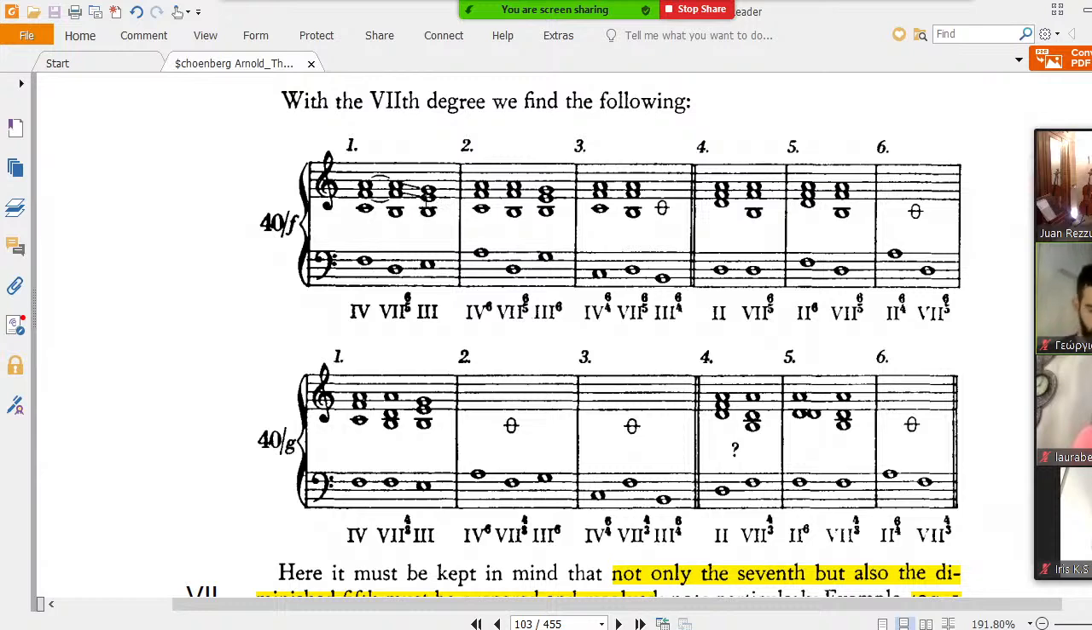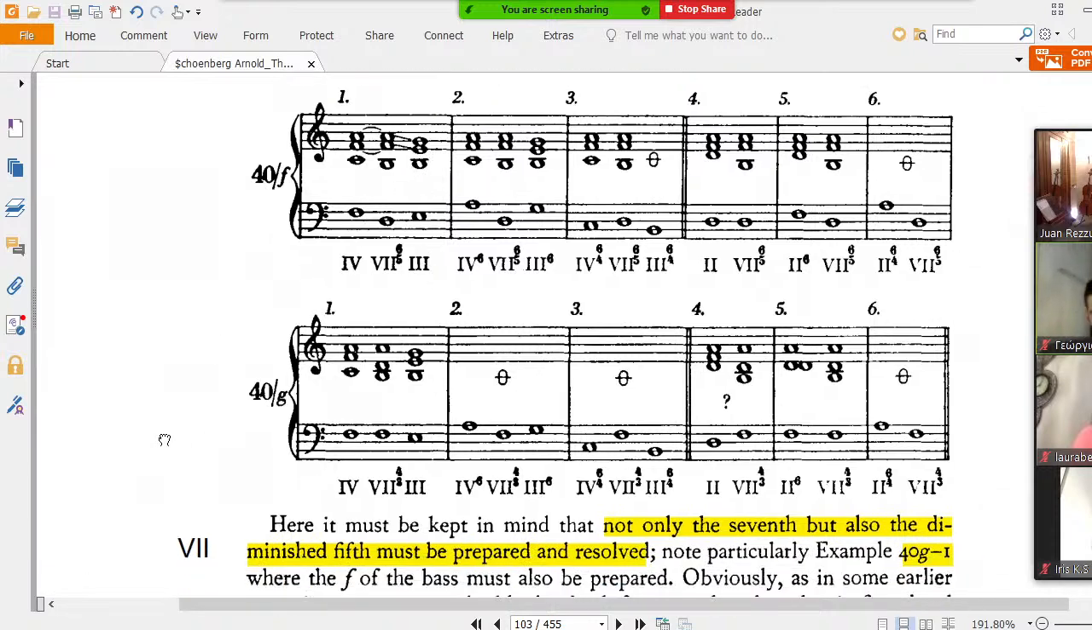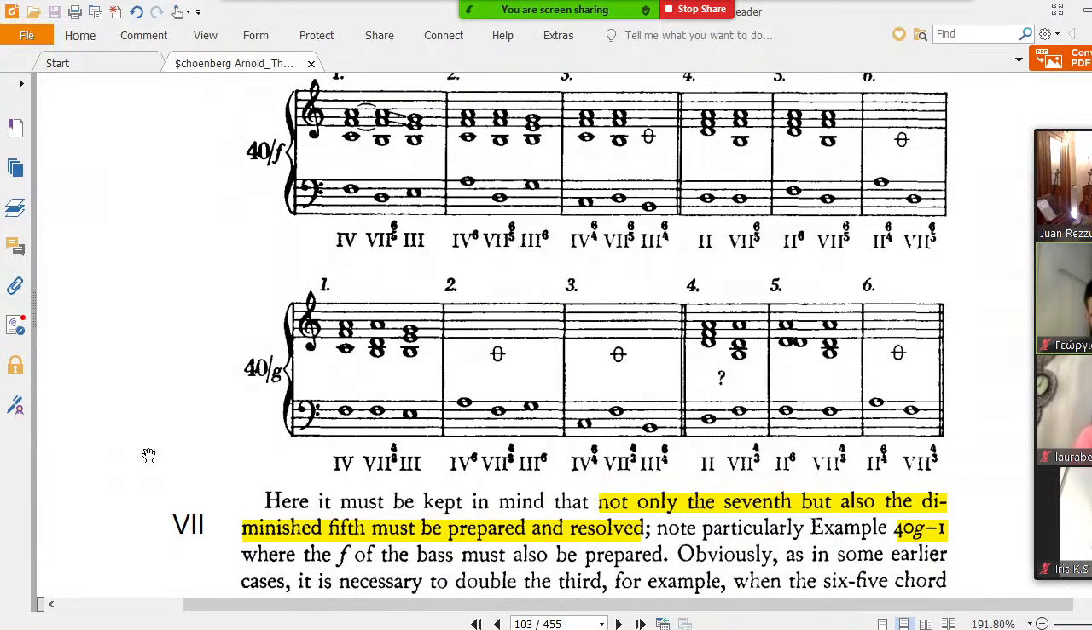Just little details. So don't forget that even if you're using the seventh in first inversion, you have to prepare the fifth as well. It has to resolve downward plus the seventh.